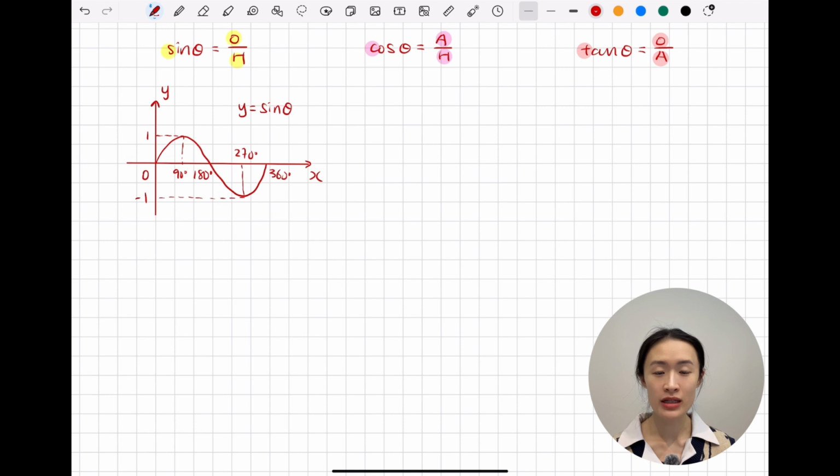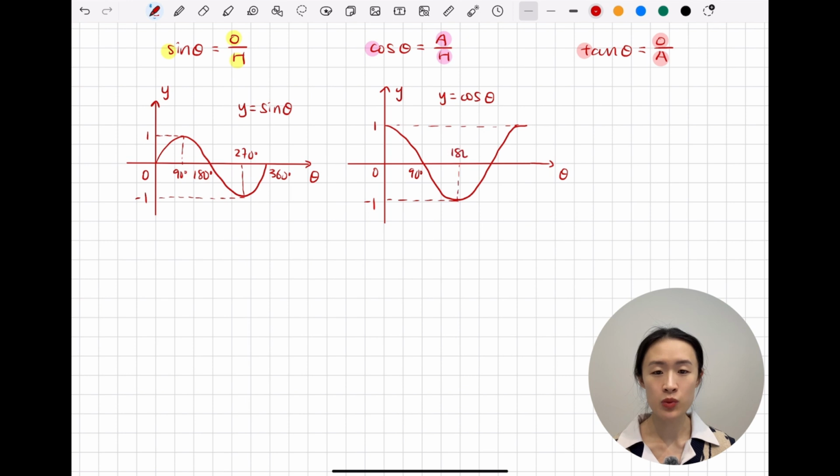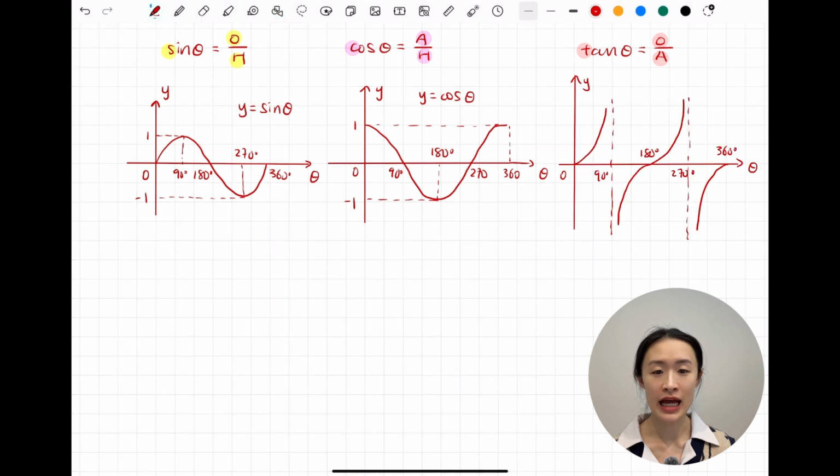Moving on to the next one, let's look at the cosine. Y equals cosine theta between 0 and 360. The maximum is 1, the minimum is -1, and also we need to know their x-intercepts. And the final graph is tan theta. Now this is a special one because the graph is undefined at 90 degrees and 270 degrees. And the maximum value is positive infinity and the minimum value is negative infinity. So this graph goes on forever.